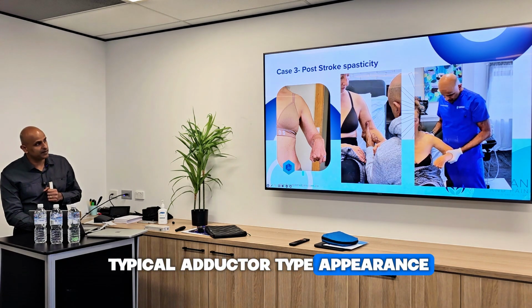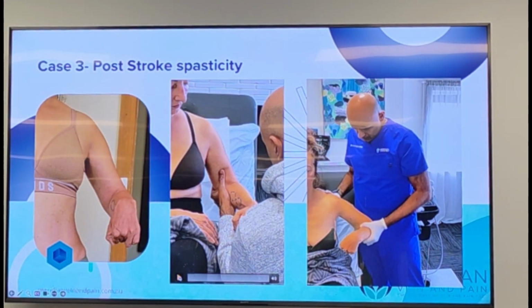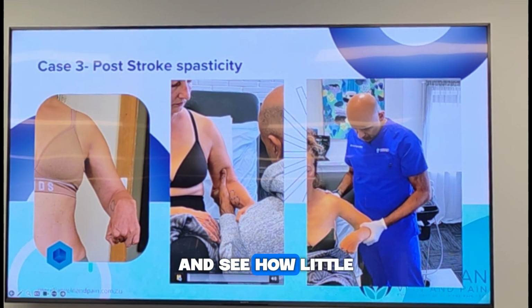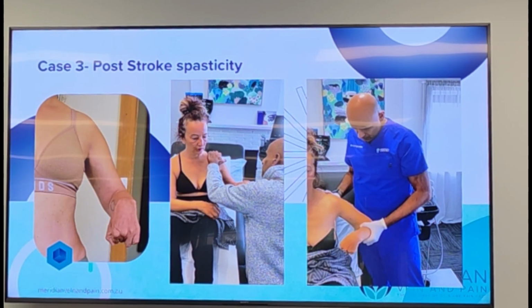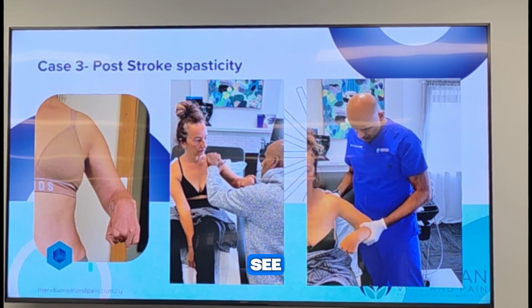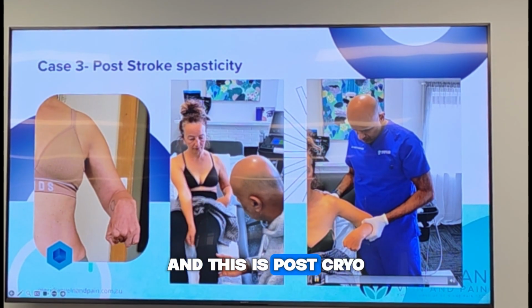And this lady is a patient who had spasticity, so you've got the very typical adductor type appearance. This is her pre, and see how little movement she's got. See? And this is post-cryo.